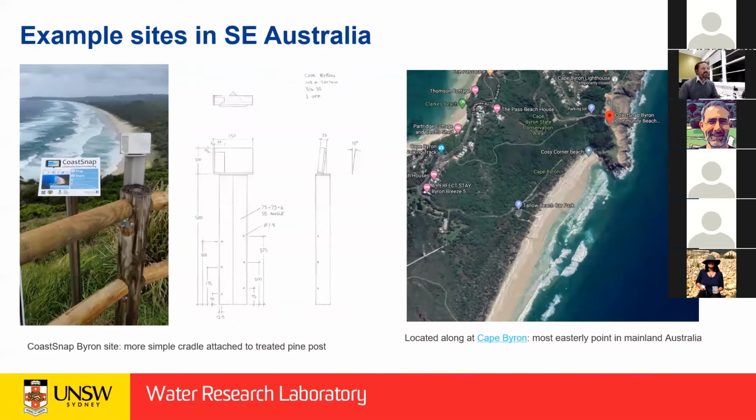Just as an interesting contrast, this is another one of our really popular sites. This is at Byron Bay in New South Wales. Maybe some of you have actually been there. It's a very popular tourist location. This is our site here. It's a very simple design. You can see the dimensions of the design. It's just simply attached to a treated pine cylindrical post, and just a sign there. It's a simpler sign.